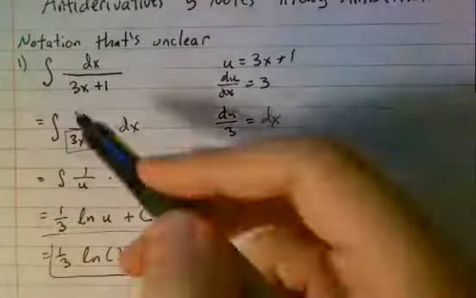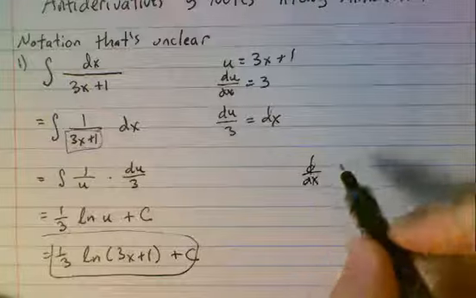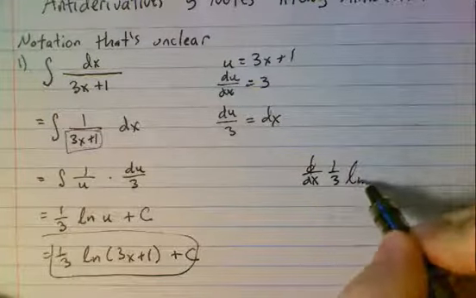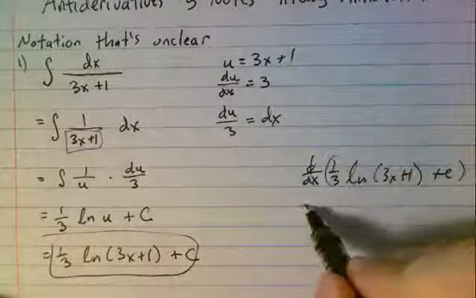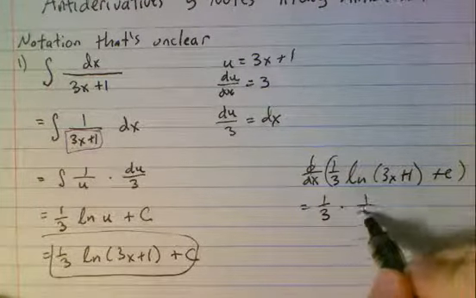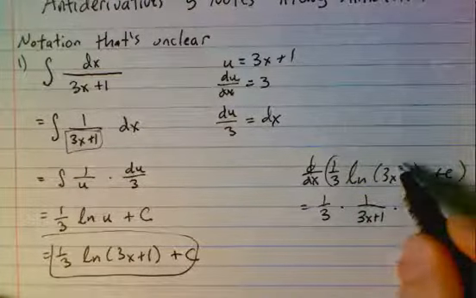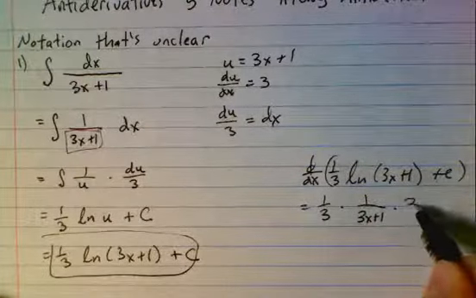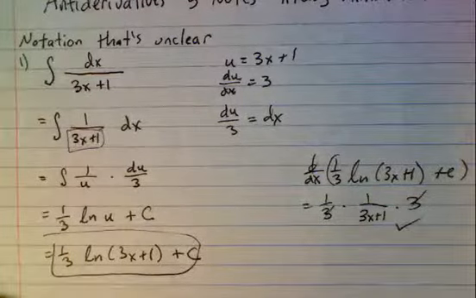And there we go. So once we know what this looks like, it's not so bad. Check our work as always. The 1/3 is along for the ride. The derivative of natural log is 1 over 3x plus 1. And then we have to take the derivative of what's inside, which is 3. So those cancel out. We end up back where we started.